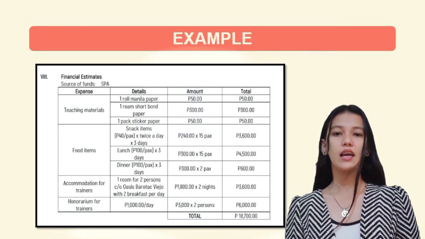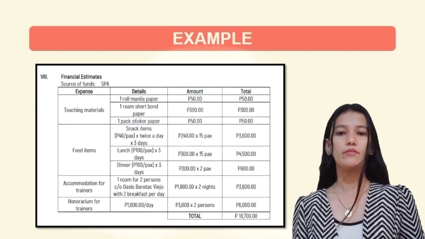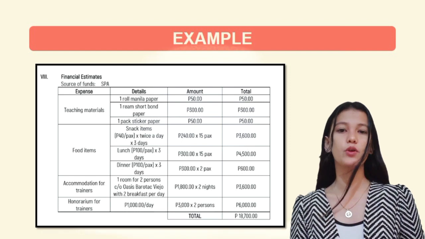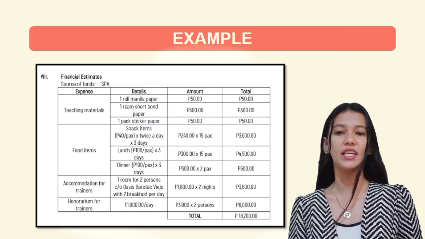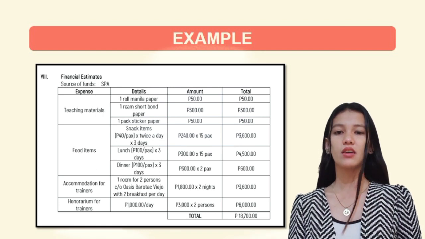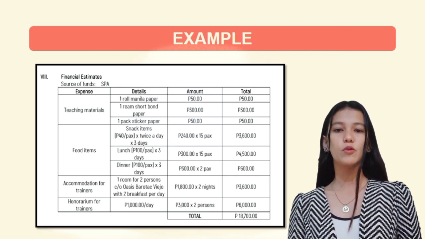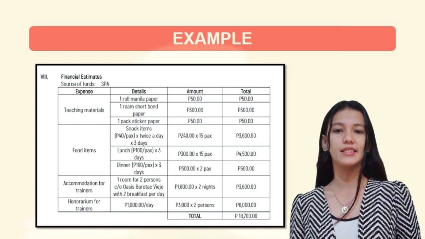I will explain this table to us so we understand how financial estimates work. We have the list of expenses, which is ito po yung major needs sa pagkakonduct ng training. For list number 1, we have teaching materials, next are food items, accommodations for trainers, and lastly, the honorarium for trainers. Next, we have the list of details, which is ito naman po yung mga items na major needs natin.